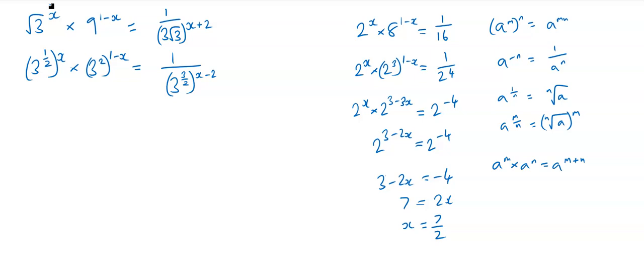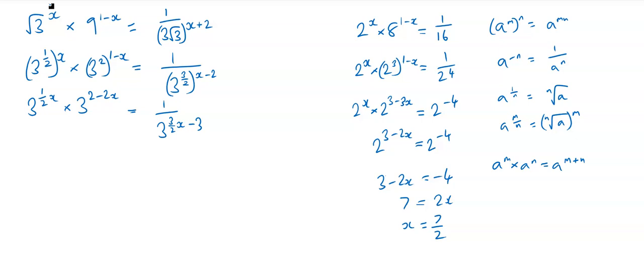On the left, we'll go 3 to the half x times 3 to the 2 minus 2x. We'll do 1 over 3 to the 3 on 2x minus 3. That's all in the power there. It's getting a bit of a mess, but we can handle it.